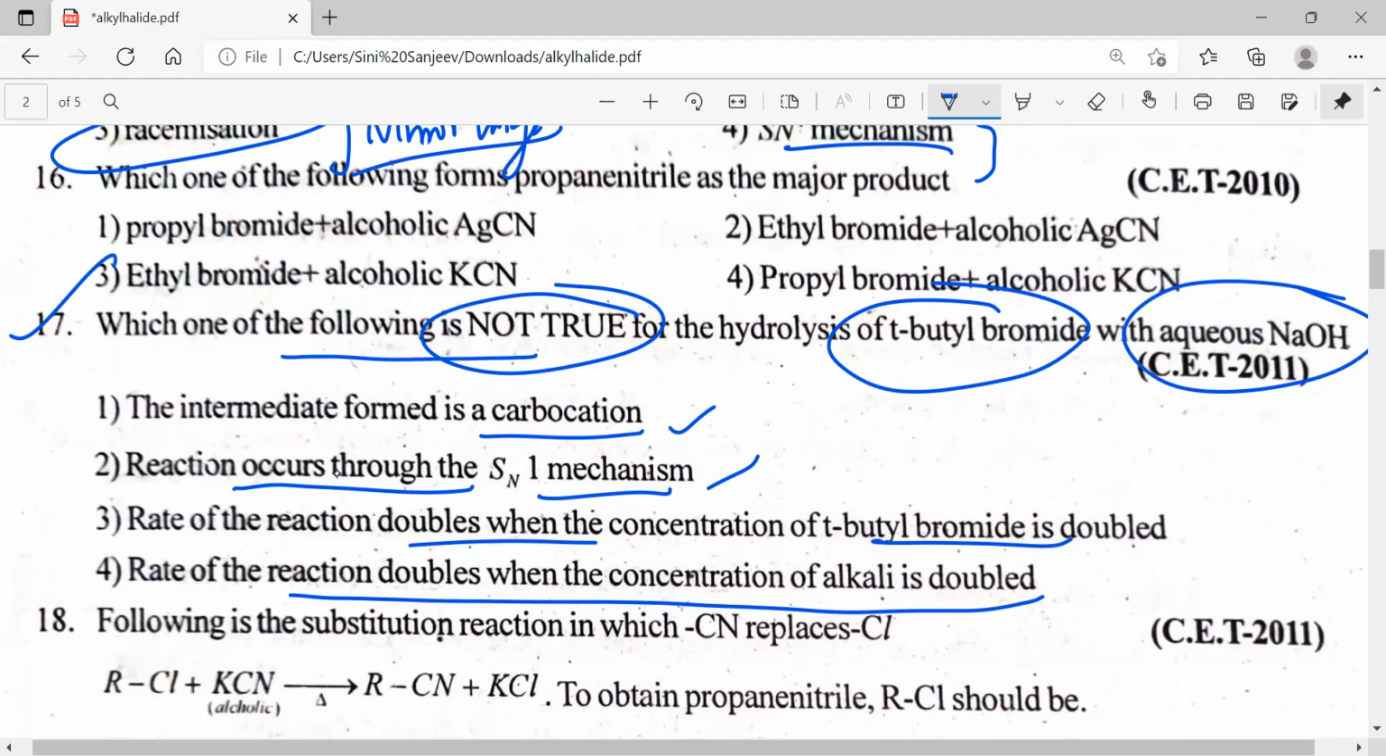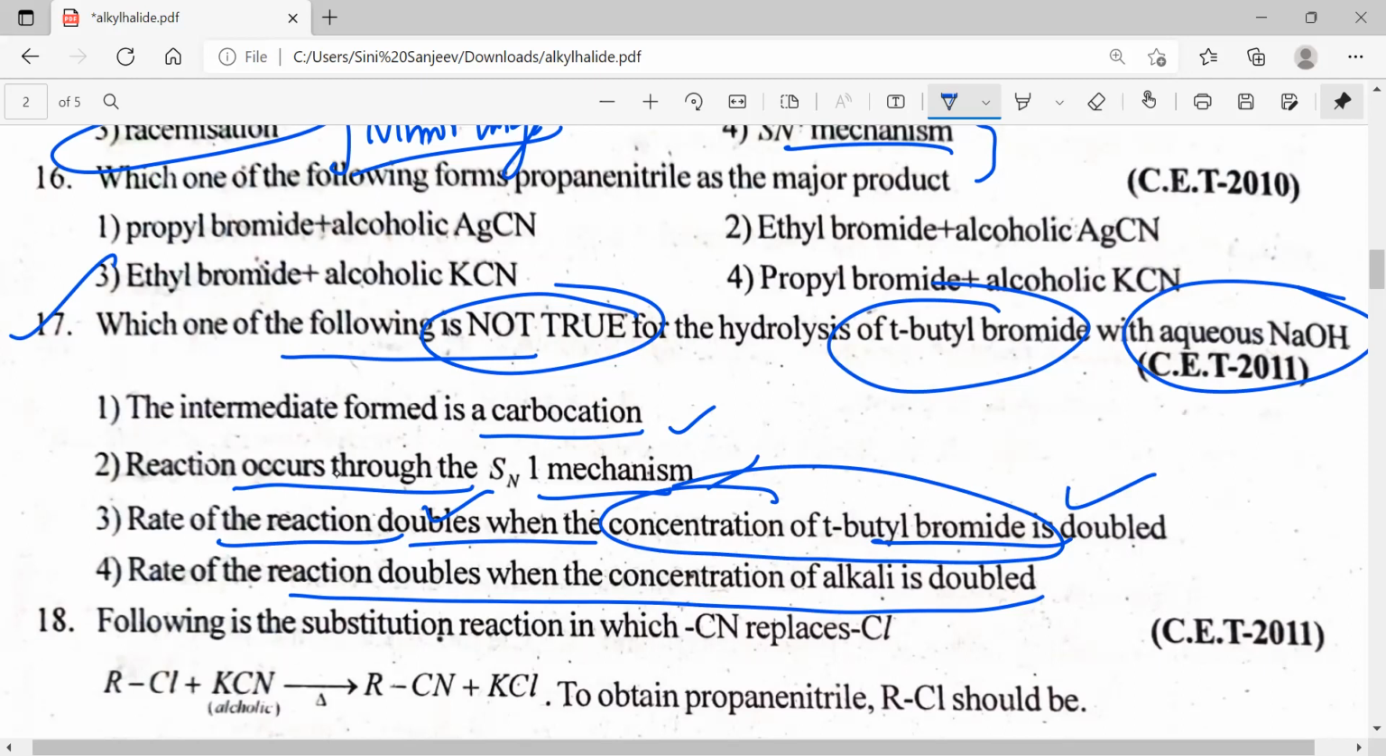Correct? Alkali is not at all important, whether it doubles or triples, it is not our problem. The rate of a reaction, it depends on what? The rate of a reaction depends on the concentration of the tertiary butyl bromide. So rate of reaction doubles. This is also true. This is also true.